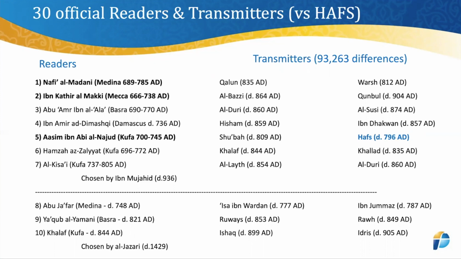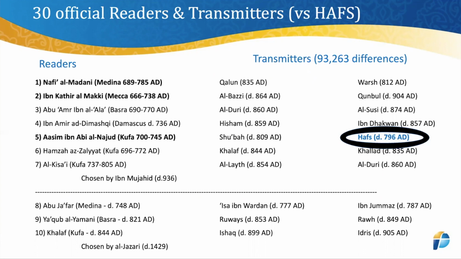Then on the right side, you'll see 2 columns. Can you see that? The 2 columns. Those are the transmitters. These are those who were chosen much later. We don't know a date exactly when they were chosen, but obviously they would have to be chosen after the 10 were chosen, and the 10 were finalized by al-Jazari in 1429. So sometime after 1429, these 22 columns were chosen, 2 from each of the main readers on the left, and that's why you have 2 columns on the right. And of course we want to highlight Hafs. Hafs is the one that we're using today.